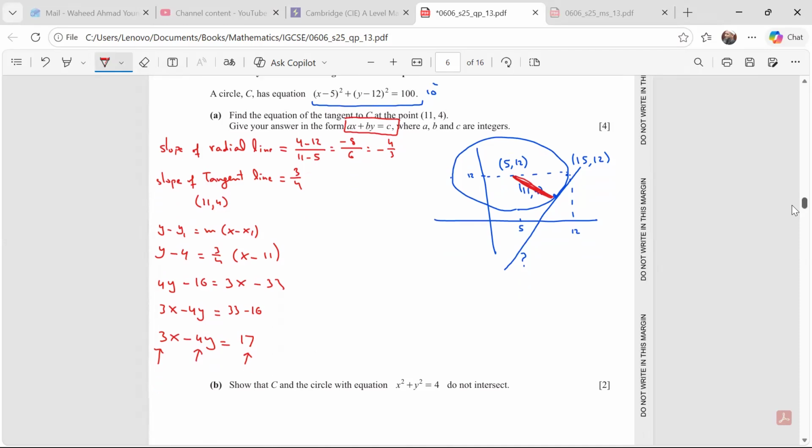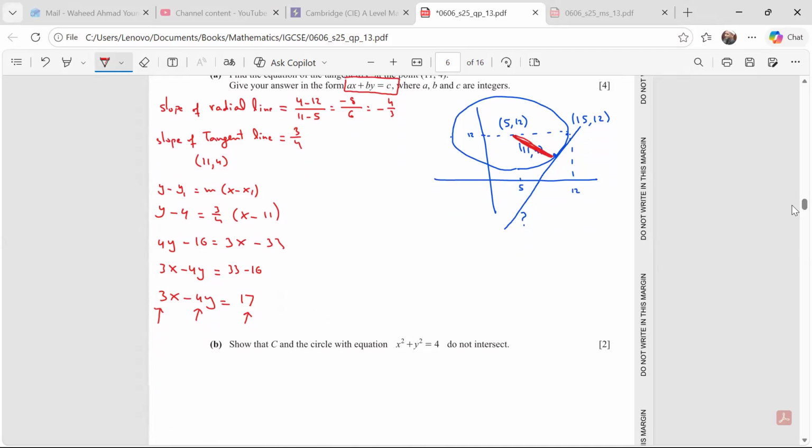Okay, now next part. Show that C and the circle with this equation do not intersect. What is this equation? It represents a circle whose center is at the origin and its radius is 2. So I have this circle and I have to show that this circle and the circle C do not intersect. How can we do that?